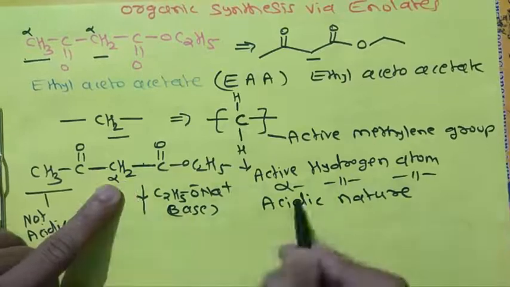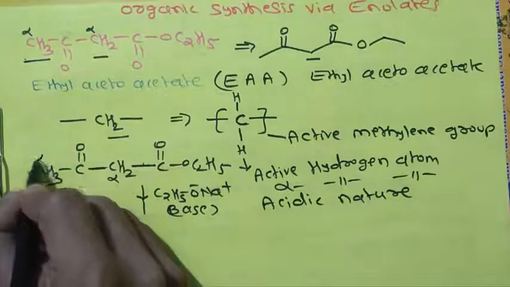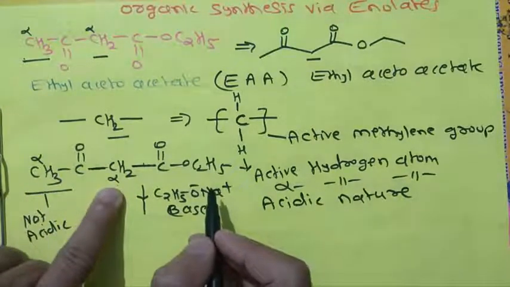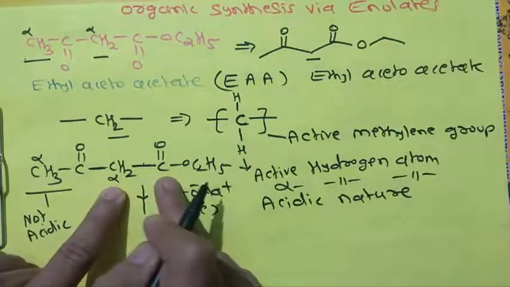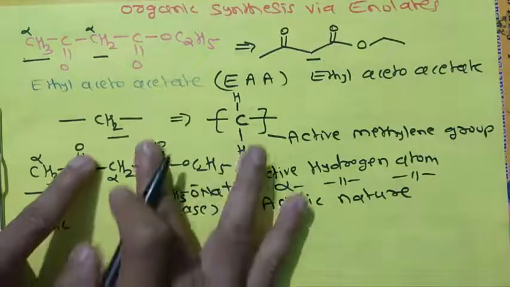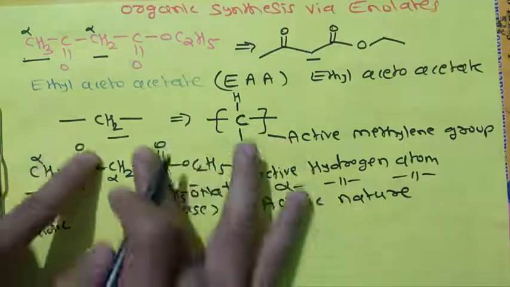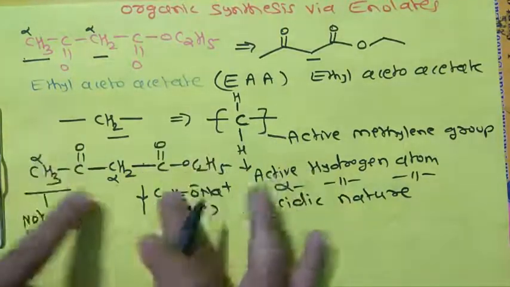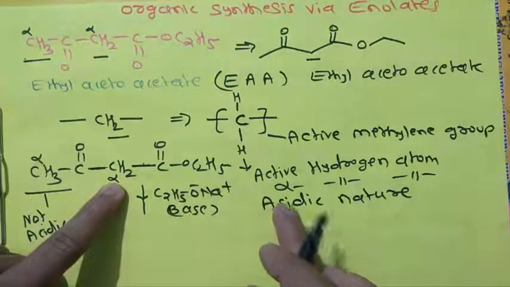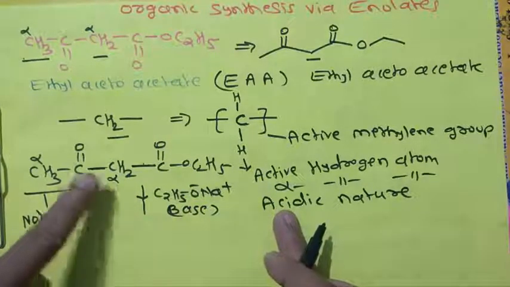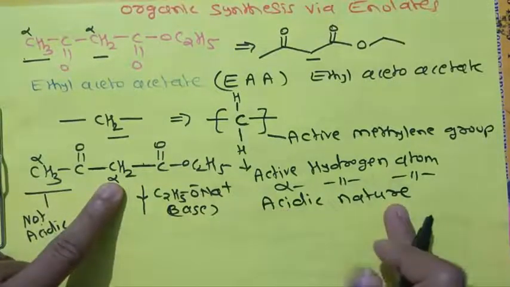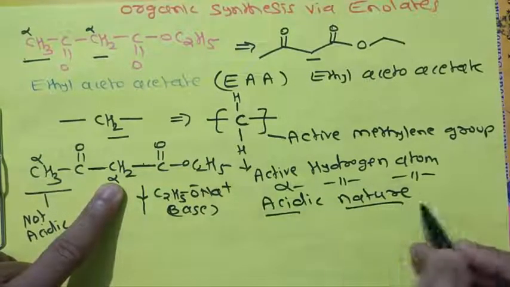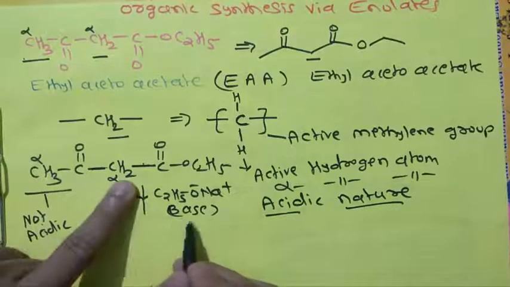That's why these hydrogen atoms are very active hydrogen atoms. This is the alpha hydrogen atom. These alpha hydrogen atoms, which are present in between the two carbonyl groups, are very active because they are present in between the two electron withdrawing groups. That's why these hydrogen atoms are acidic in nature and can be abstracted by the base very easily.